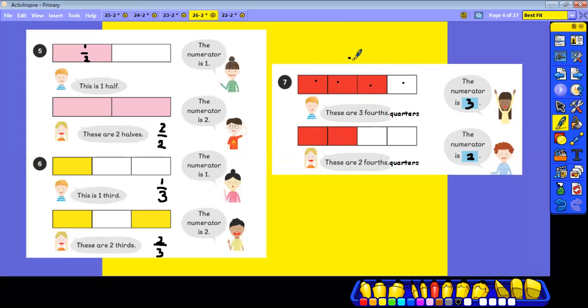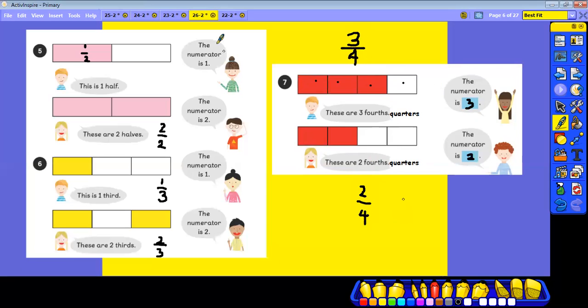So the fraction that's actually shaded here is 3. Oh, pen doesn't want to work. Let me try again. Not sure, children, why it's not working. There we go. 3 out of 4. 3/4, and here 2 parts shaded out of 4.